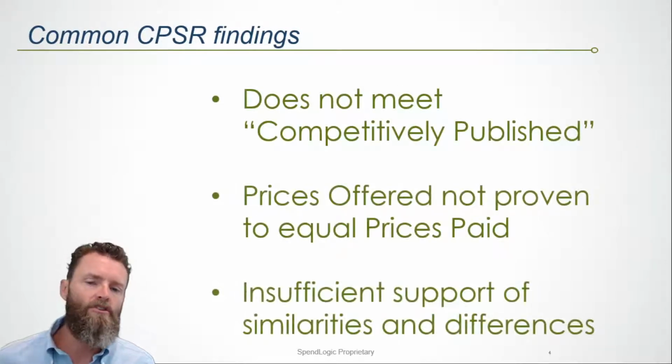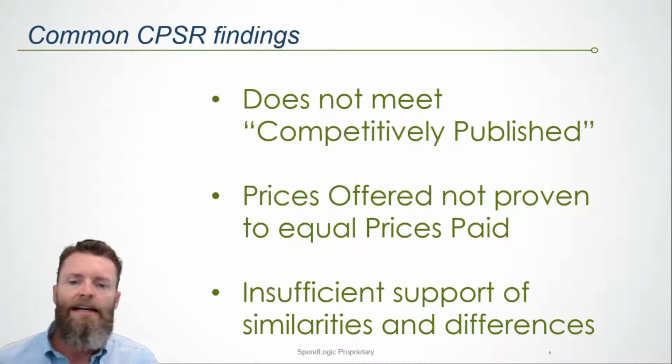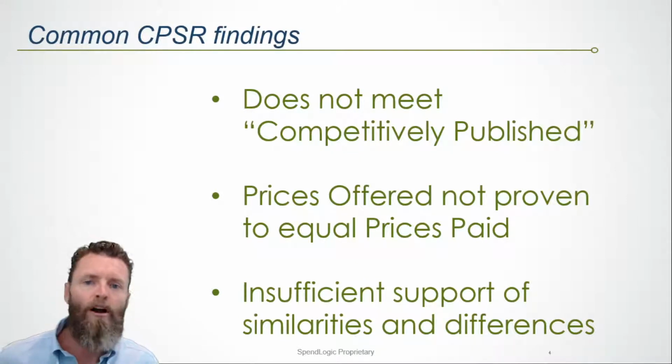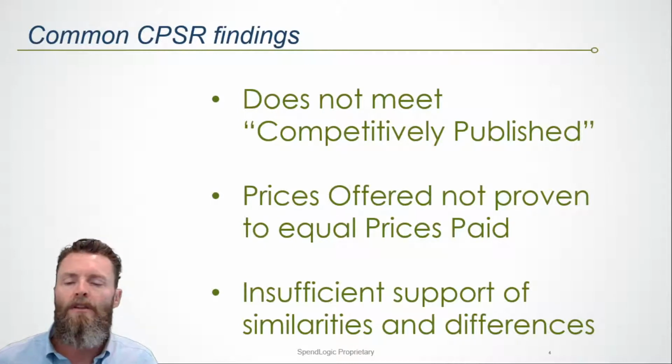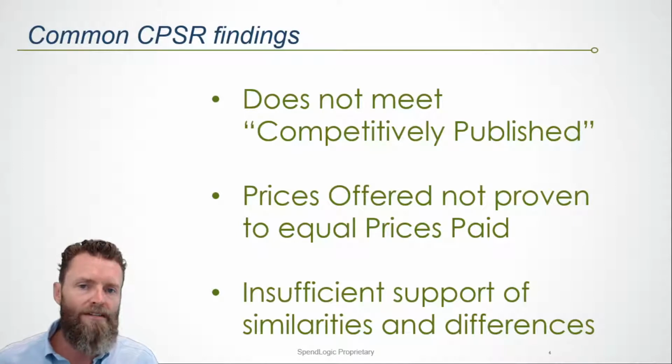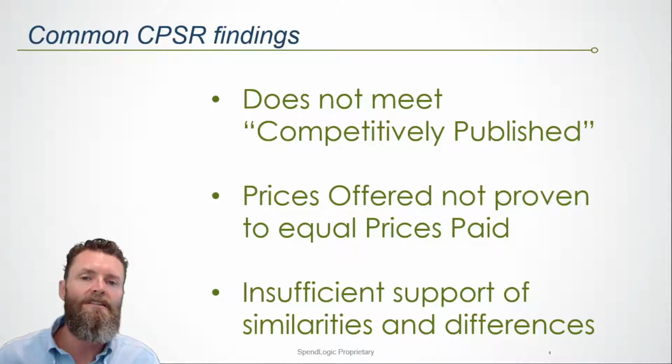So there's 3 findings in a CPSR that are most common with published price lists. Number 1, it doesn't meet the bar of competitively published. I'm going to talk to you about that. Number 2, the prices offered aren't proven to match what prices are actually paid. This is a big one and it applies to both. And number 3, insufficient support of similarities and differences.